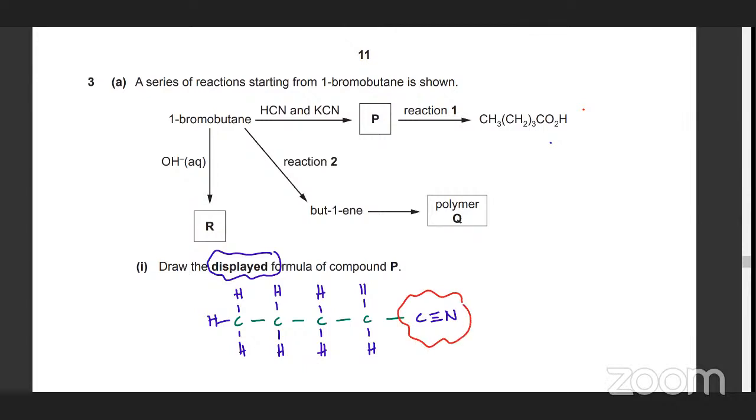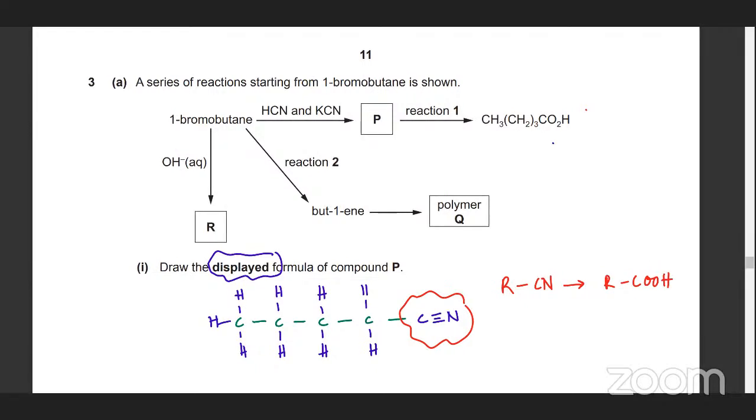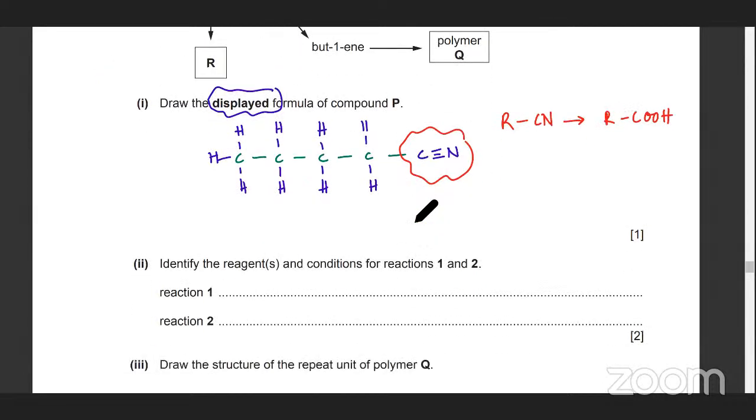What you simply need to do, if you have a nitrile and you want to turn it into a carboxylic acid, is hydrolyze it. You have to heat it with a dilute acid, and that's pretty much it. And you can use the word reflux instead of heat. So reflux with a dilute acid.